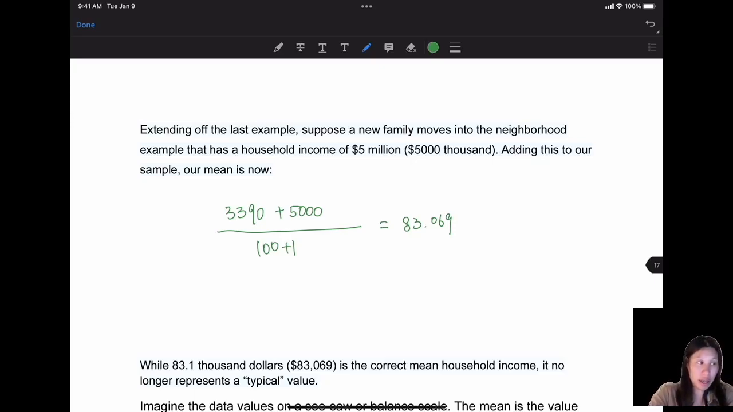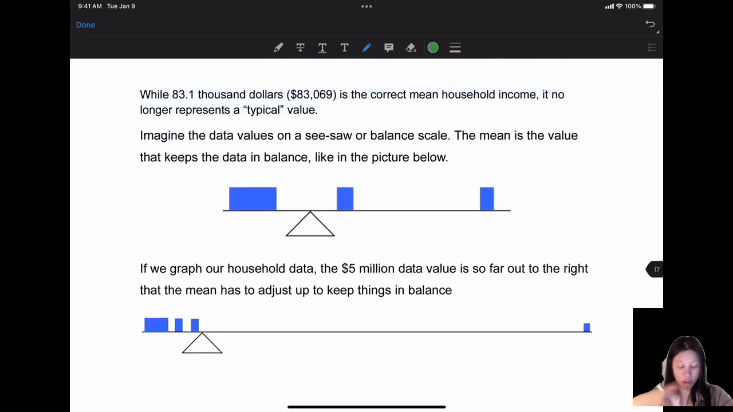So as you can see, this is the right mean, but it no longer represents the typical value, because the family who earns 5 million drags all the data to the other side. Take a look. Imagine the data values on a seesaw, on a balance scale like that. The mean is the value that keeps the data in balance, like the picture below. If in the graph of our data we add a 500 in here, the balance point has to shift to the right to keep things in balance.